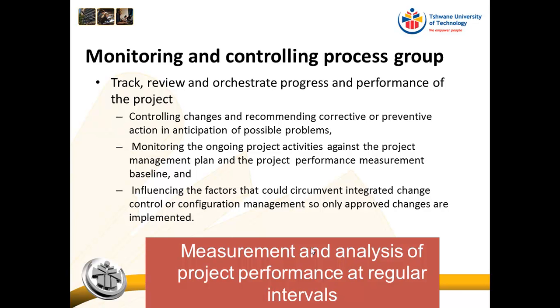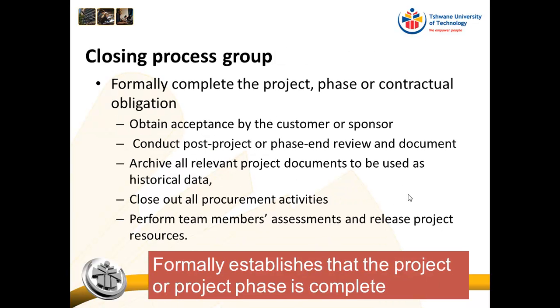We accept and we know that no project ever happens 100% according to the original plan. So we are allowed to make changes, but we are only allowed to do it as long as those changes are approved, and there must be change control. So the monitoring and controlling process group is mainly to do with measuring and analysis of project performance at regular intervals.